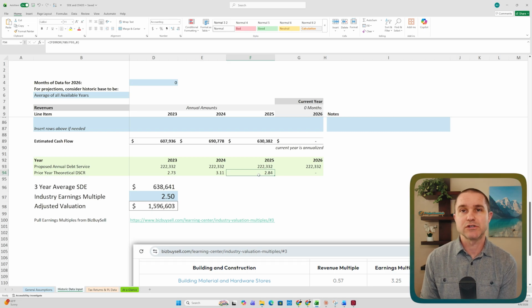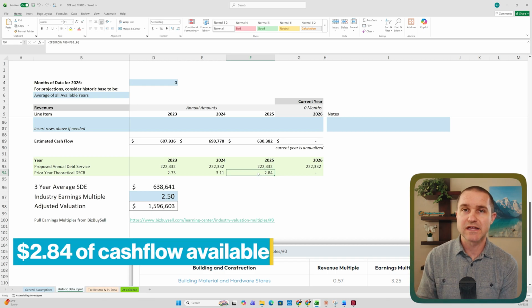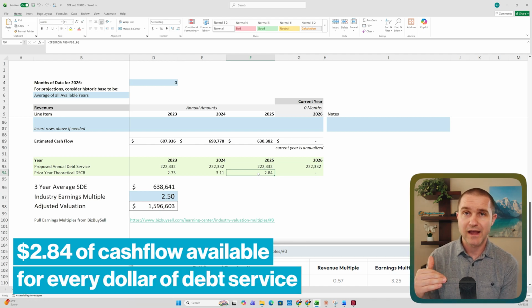Debt service coverage ratio is determining how many times you can pay your debt service, your proposed debt service. So if we have $630,000 of cash flow here, and based on our proposed purchase price and our loan amount, our proposed annual debt service is $222,000. So 630 divided by 222 is 2.84. That means you have $2.84 of cash flow available for every dollar of debt service. That's a really strong place to be.